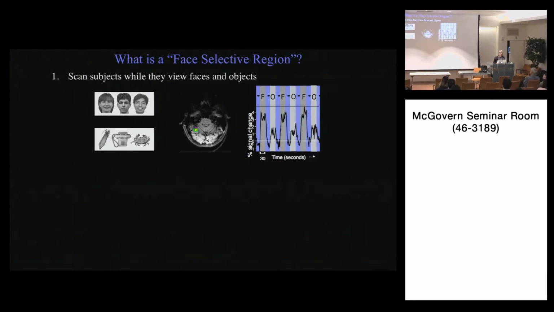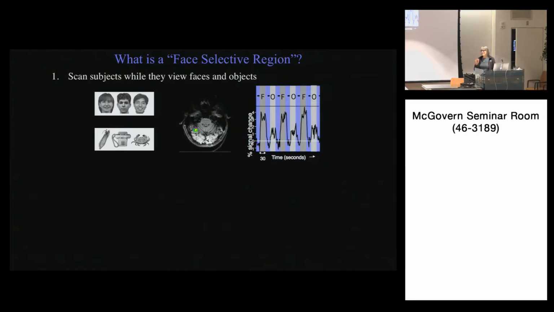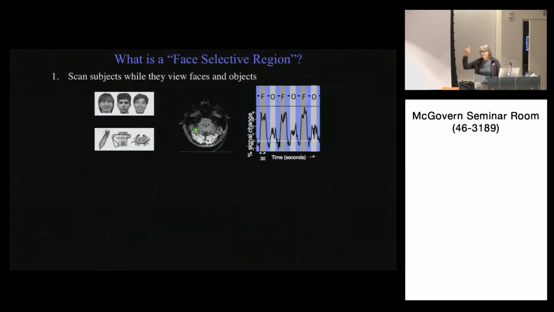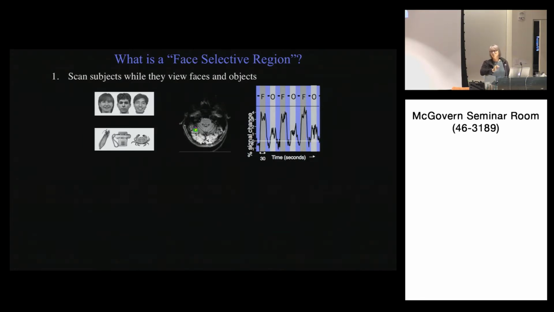But then if we want to ask this question that I've been carrying on about of how specialized is that region processing faces in particular? This experiment doesn't answer that yet. Why not? That is, what else might you say about that response right here, other than that it's revealing a brain region that's specialized for face recognition in particular? You tell me.